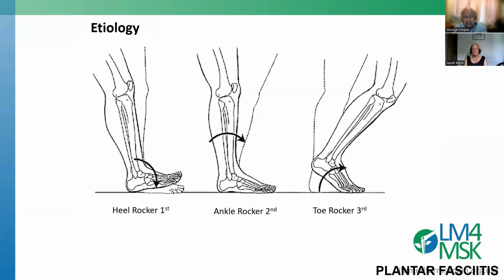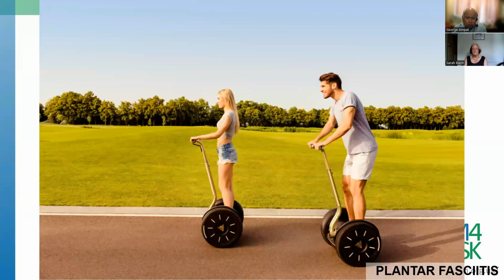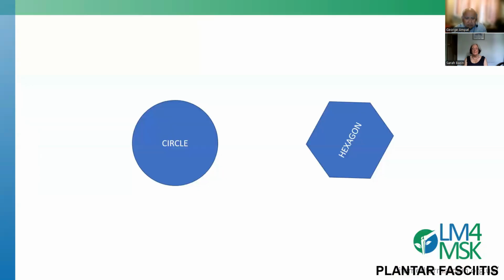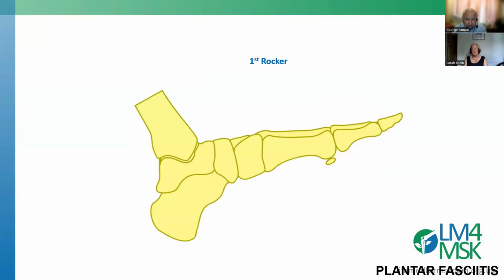But why does it happen? We have to understand the rockers. There are three rockers in the heel and the ankle. What are the three rockers? If we had wheels under our feet, there wouldn't be a need for rockers. But our feet are not made of wheels. They are just feet. And because they are feet, they don't move like a circle, they move like a hexagon. So obviously, it has to go through different stages. Those stages are called the rockers.